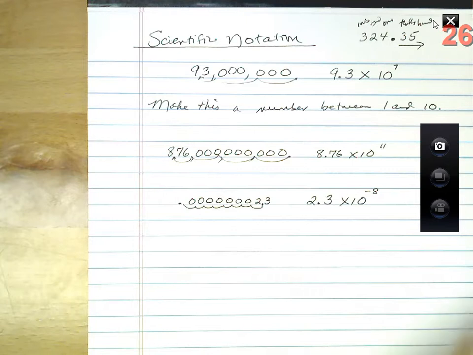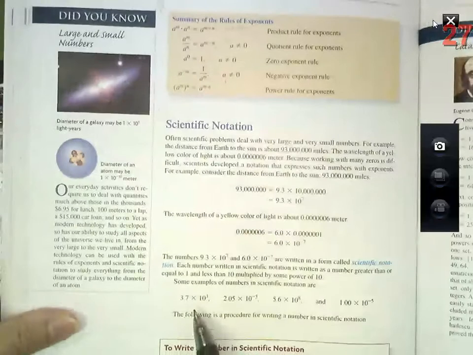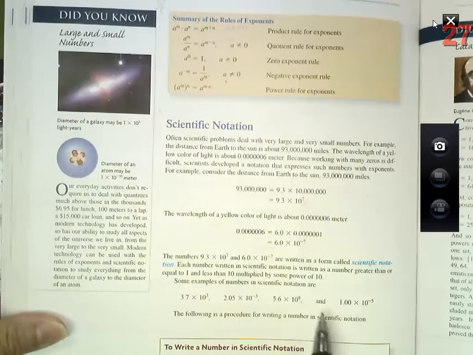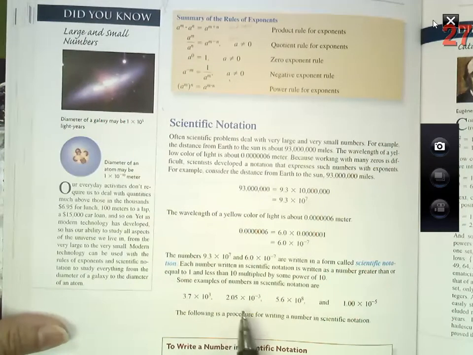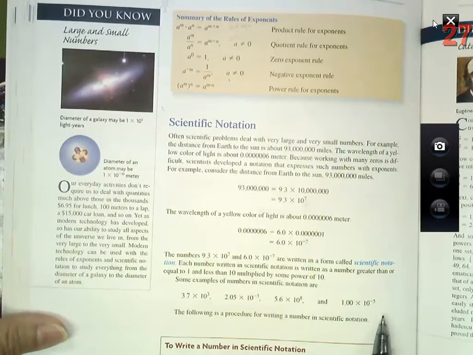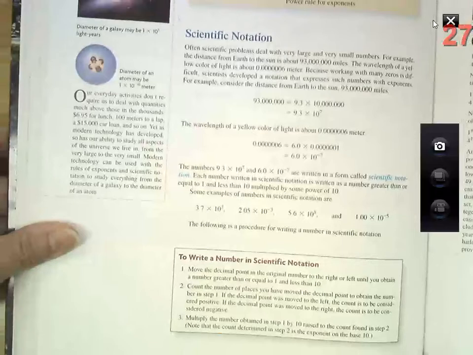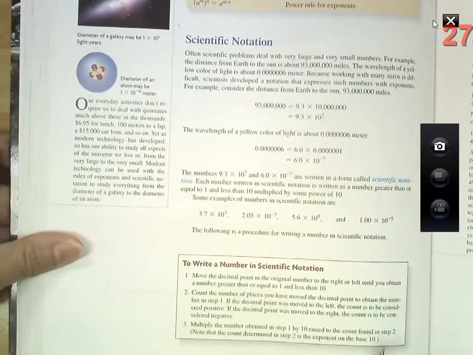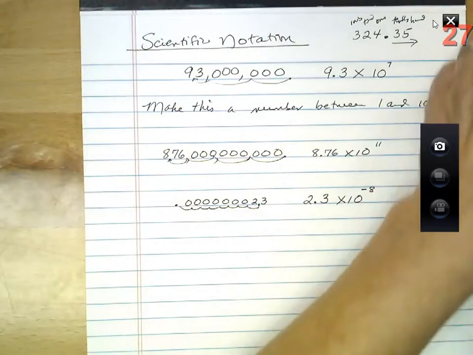Now look on page 260. There are some problems right here. It says some examples of numbers in scientific notation are 3.7 times 10 to the third, 2.05 times 10 to the negative 3, and so forth. Down here it gives you a procedure for moving the decimal, which we've talked about. Now, let's look at the top of page 261, and number 1 says, write each number in scientific notation.